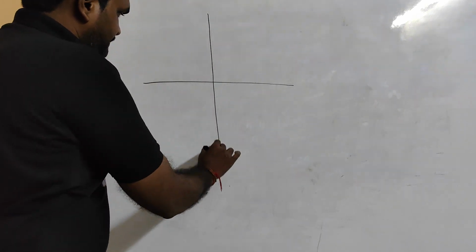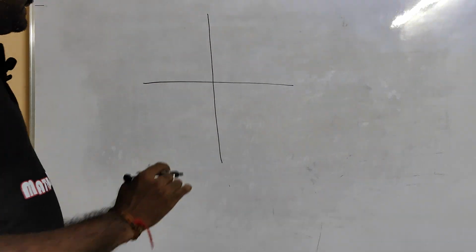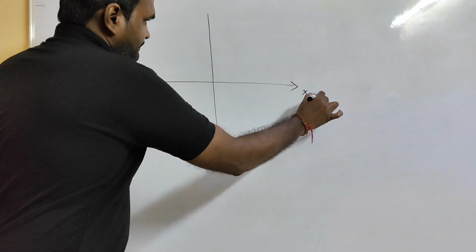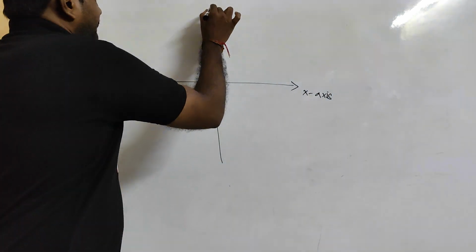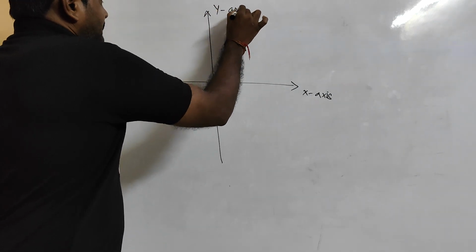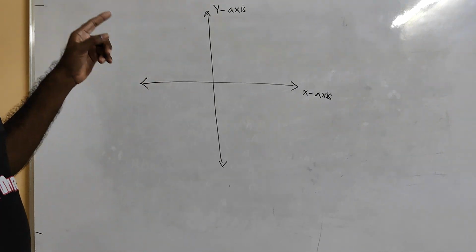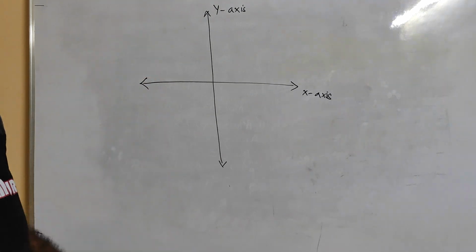Suppose you think of this board as a plane. This plane has to be divided into four parts. How will we divide it? First I am drawing one horizontal line and next I am drawing one vertical line. This horizontal line is called the x-axis and this vertical line is called the y-axis.